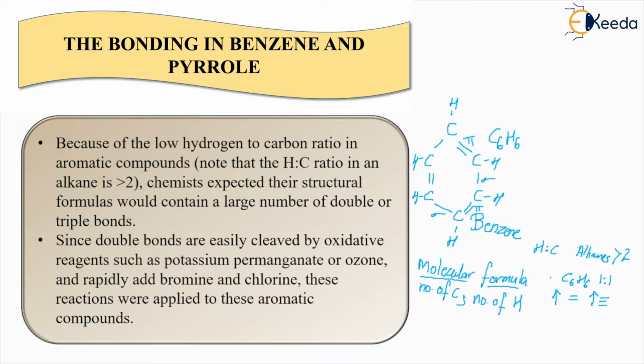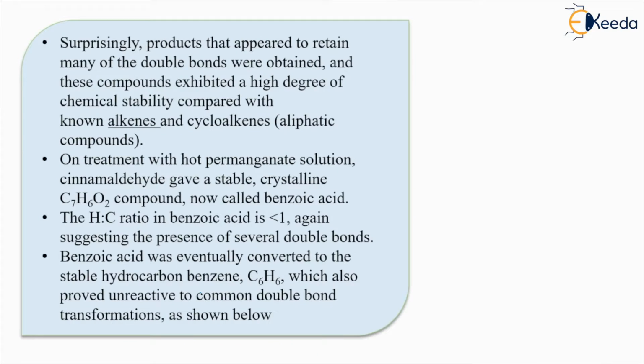Since double bonds are easily cleaved, what do we mean by cleaved? Cleaved is nothing but broken down by oxidative reagents such as potassium permanganate. What is potassium permanganate? Very important oxidizing agent in chemistry, potassium permanganate. It is KMnO4. I'll just write it over here. Potassium permanganate. And ozone. Ozone is nothing but O3. And rapidly add bromine and chlorine. These reactions were applied to the aromatic compounds.